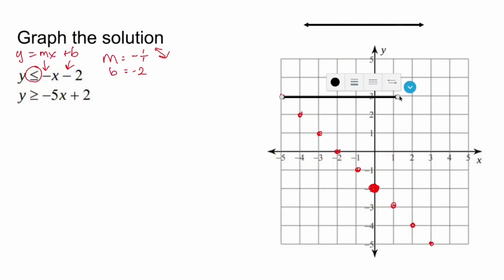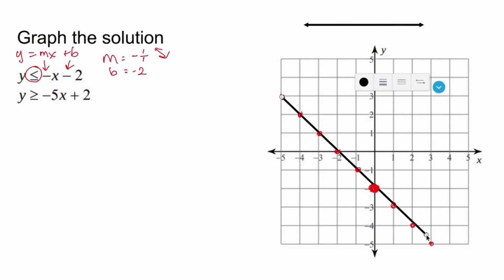Let's draw that out. The reason why it's a solid line is the fact that it's "or equal to," and "or equal to" means we include the line. I'm not done yet with this problem though. I have to shade a side. Since it's less than or equal to, I'm going to shade the bottom side below the line like this. Now this is just one of my lines.